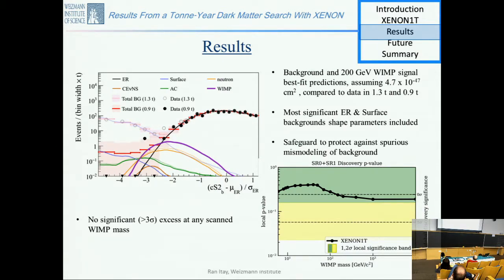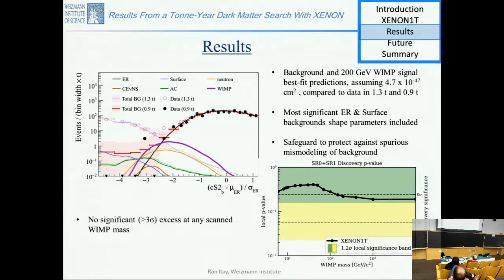So this is the background and best fit for a 200 GeV WIMP, as I said, with this cross section. These are the predictions, so the best fit of the likelihood for this background and signal events.